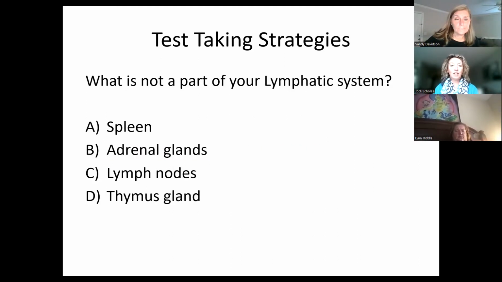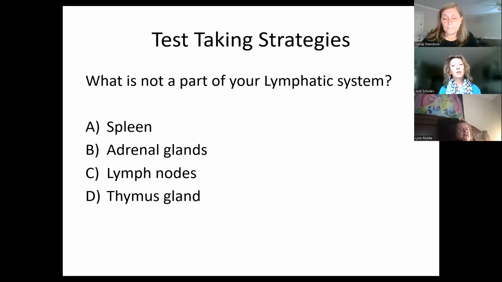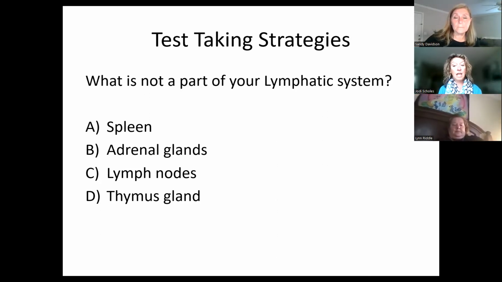What is not a part of your lymphatic system? Ooh, we're doing it again, right? What is not? So our brain has a hard time recognizing this word. What is not a part of your lymphatic system? So everything we're about to look at is a part of the lymphatic system except for one thing. All right. So the lymphatic system, what is not a part? A, the spleen. B, the adrenal glands. C, the lymph nodes. D, the thymus.